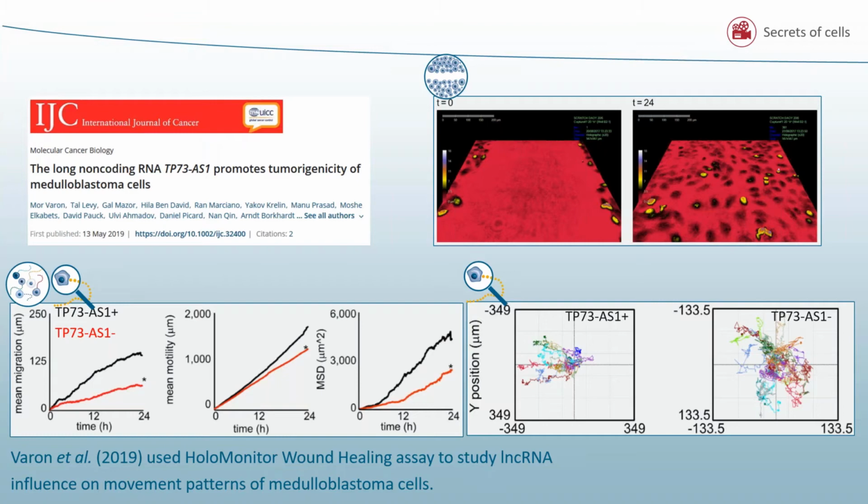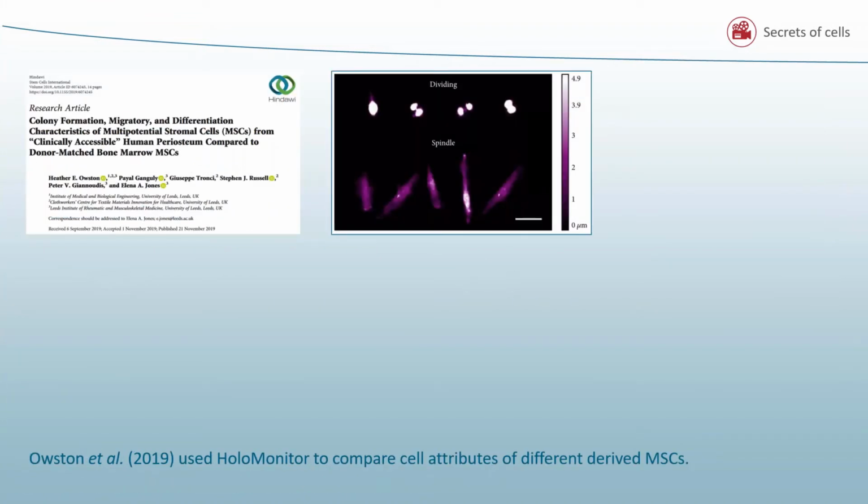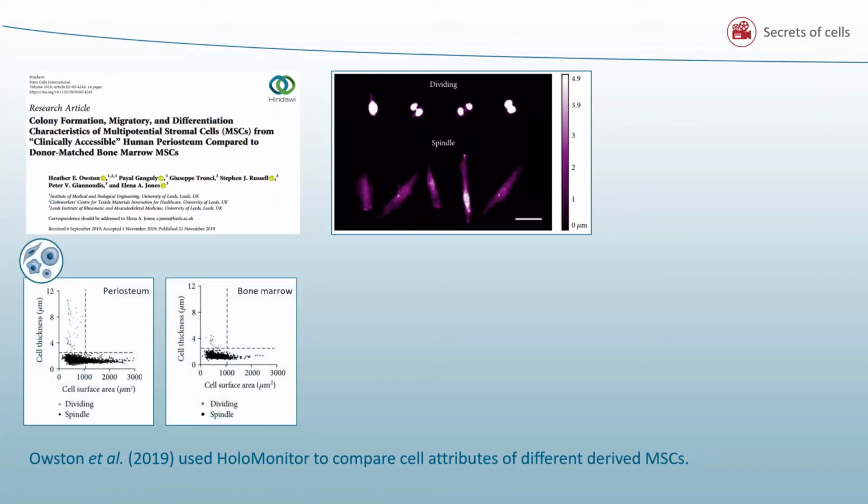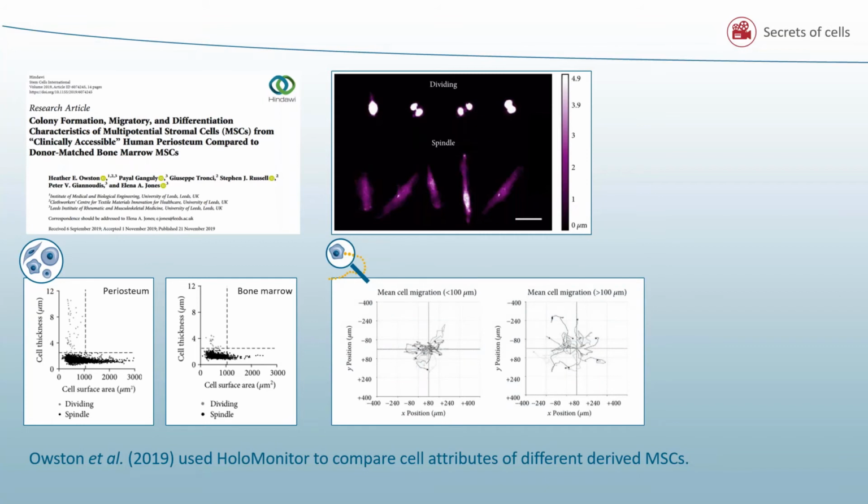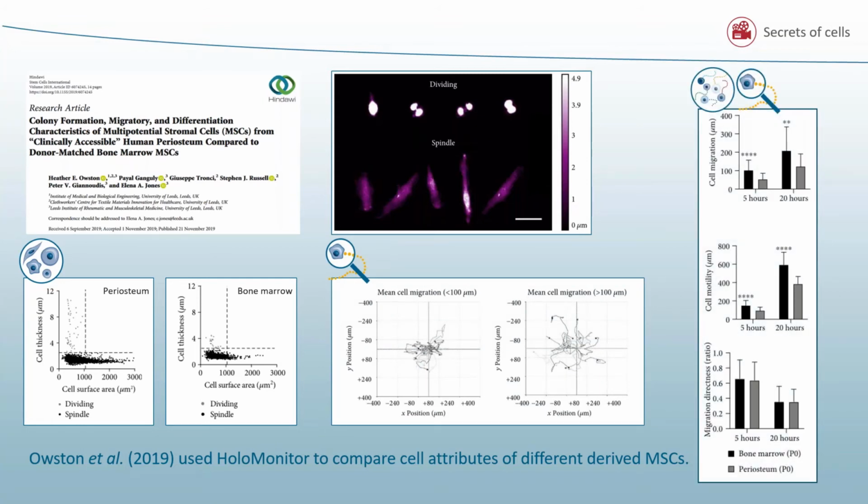In the final example, Owston with colleagues compared two types of stem cells. First, the authors used the cell morphology application to analyze the cell thickness and area relationship and found that there were more dividing cells in periosteum than in bone marrow. Then the authors used single cell tracking to study single cell migration. Finally, they used cell motility and spatial cell tracking values to understand different cell type movement patterns.